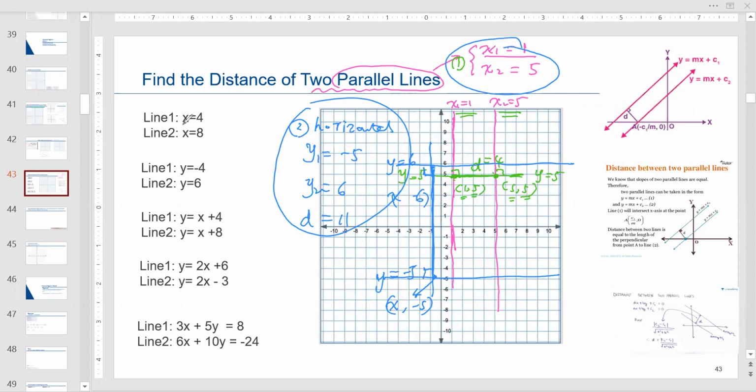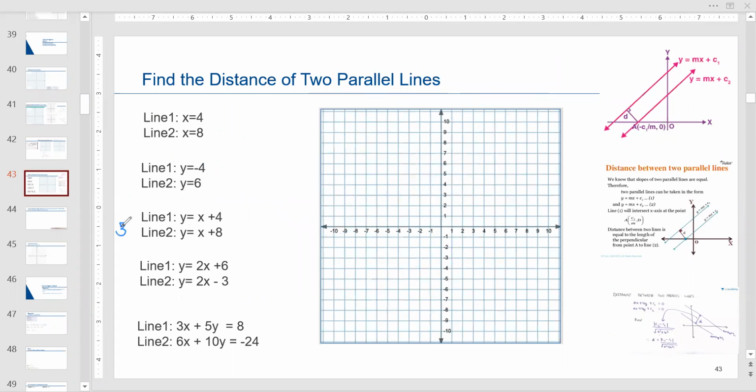So go back to this kind of thing. The distance between here you can find is 4, right? The distance for the second example will be 6 minus negative 5, and you got 11. Yeah, so these two are easy to understand. Okay, let's see the next one. So the third kind of situation, actually, this is a vertical line.